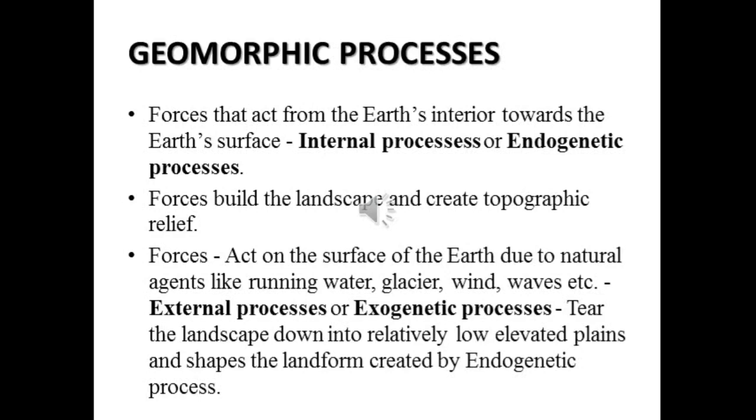So these external processes tear the landscape down into relatively low elevated plains and shape the landforms created by endogenetic process. Okay, so if the endogenetic process pushes the land upwards, the external process, the exogenetic process, forms a low elevated plain. So it is the main difference. The internal process acts from the interior of the earth and pushes the earth slightly upward. The external forces wash away or tear the landscape, and form plains. Okay, so these are the main differences between the external process and internal process.